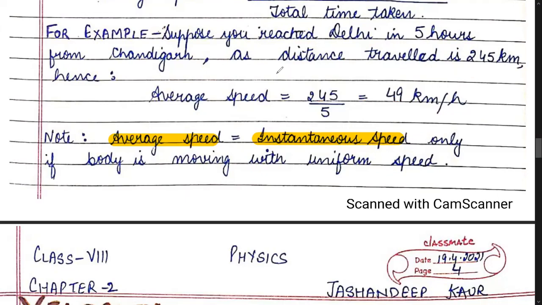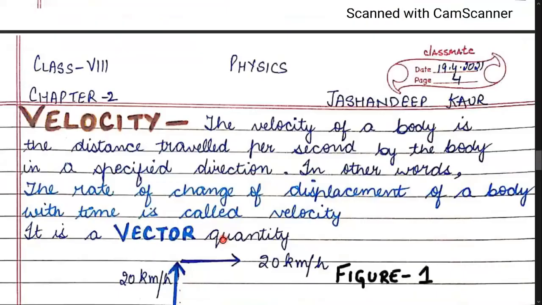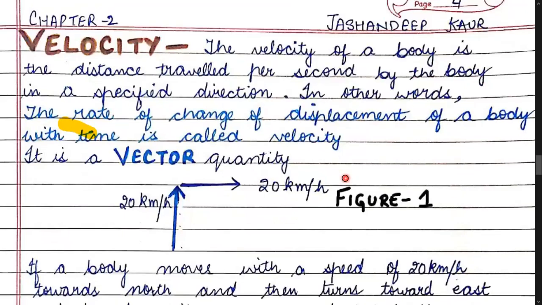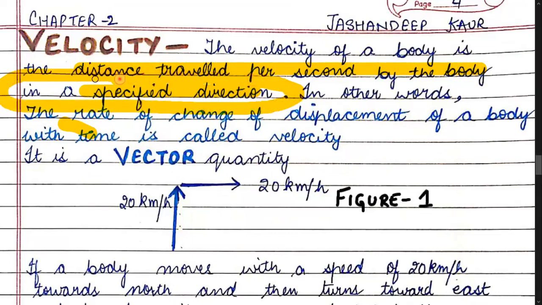So now coming to the next topic, that is velocity. Children, velocity of a body is the distance traveled per second by the body in a specified direction. Speed was also distance upon time. Velocity of a body is also distance traveled per second by the body, but in a specified direction, in a particular direction.